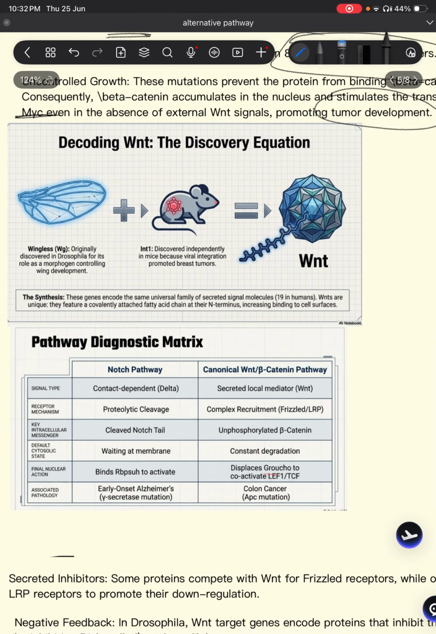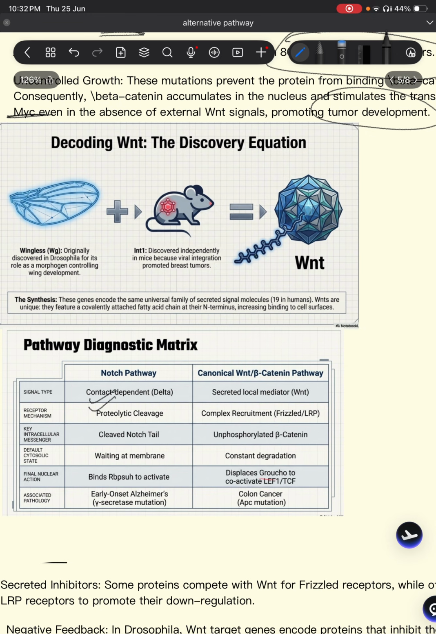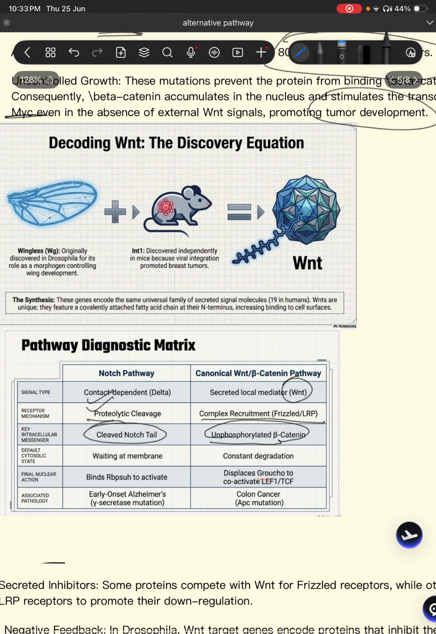I hope that I have made this simple difference clear. You have to understand that Notch signaling is contact dependent, Delta based, and here is a local mediator. There, there was proteolytic cleavage. Here there is a complex recruitment. There you had a Notch tail. Here you have unphosphorylated beta catenin, because the phosphorylated one is destroyed in proteasomal degradation, right?